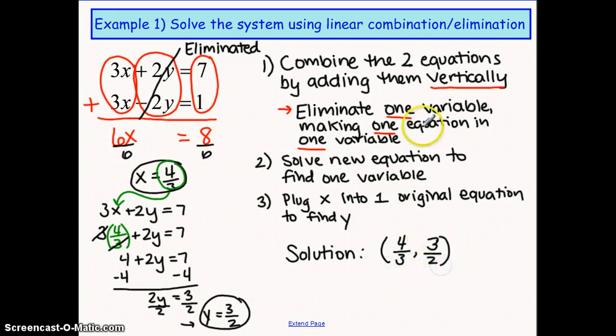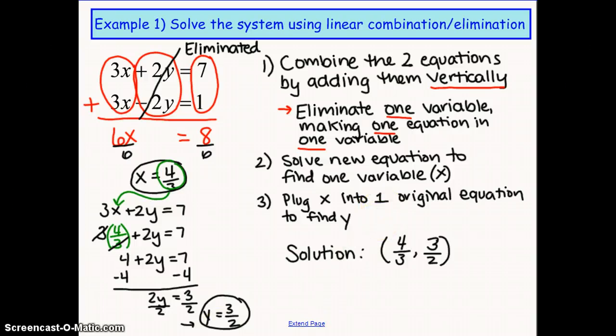So we had 3 steps. First, we combined the 2 equations by adding them vertically. We made one equation with just x in it. We solved that new equation to find one variable. In this case, the variable that we found was x. We could have found y first, though. Then we plugged our x into one of our original equations to find y. And you can choose which original equation to pick.